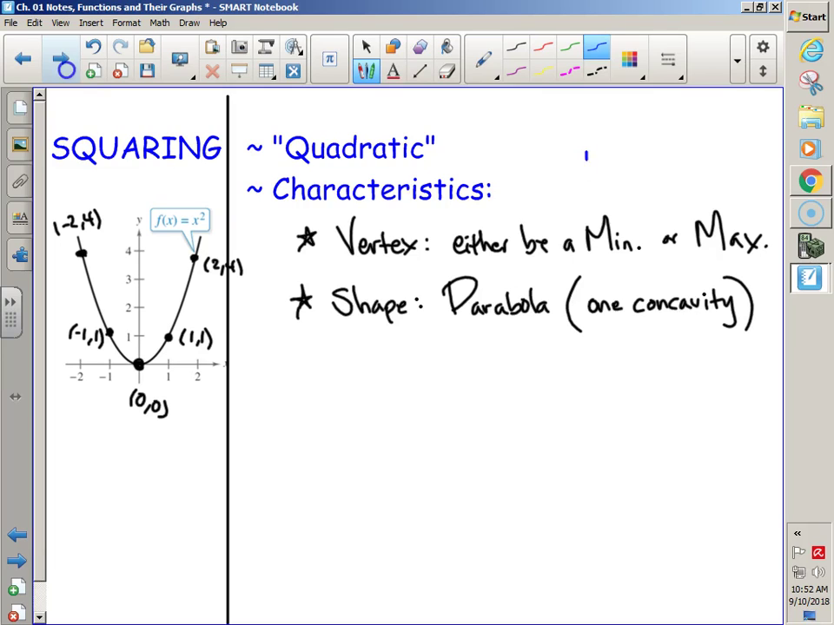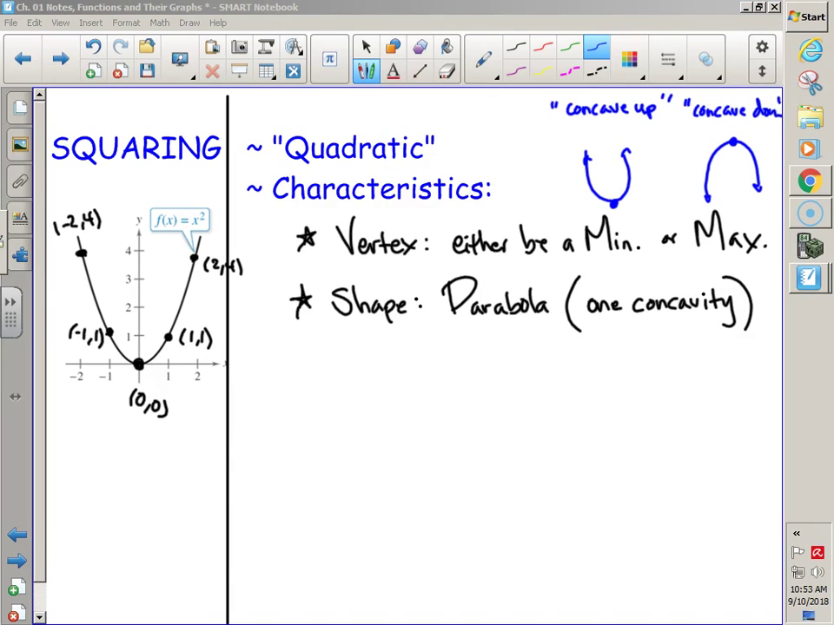A vertex will be a minimum if the parabola is what we would call concave up. Concave up. Silly, I think of concave up like a cup, or you can just think of the parabola as going up. But either way, concave up like a cup, I can hold water in that. I can't hold water in concave down like a frown. And the concavities, that's down, sorry.